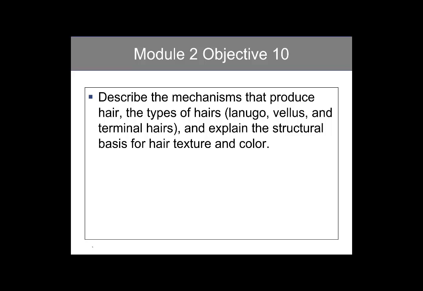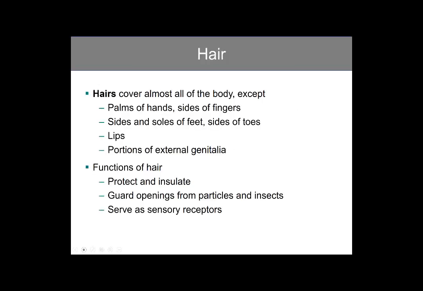Module 2, Objective 10: describe the mechanisms that produce hair, the types of hair, and explain the structural basis for hair texture and color. Hair covers almost all parts of the human body except for the palms of the hands, the sides and soles of the feet, the sides of the toes, lips, as well as portions of the external genitalia.